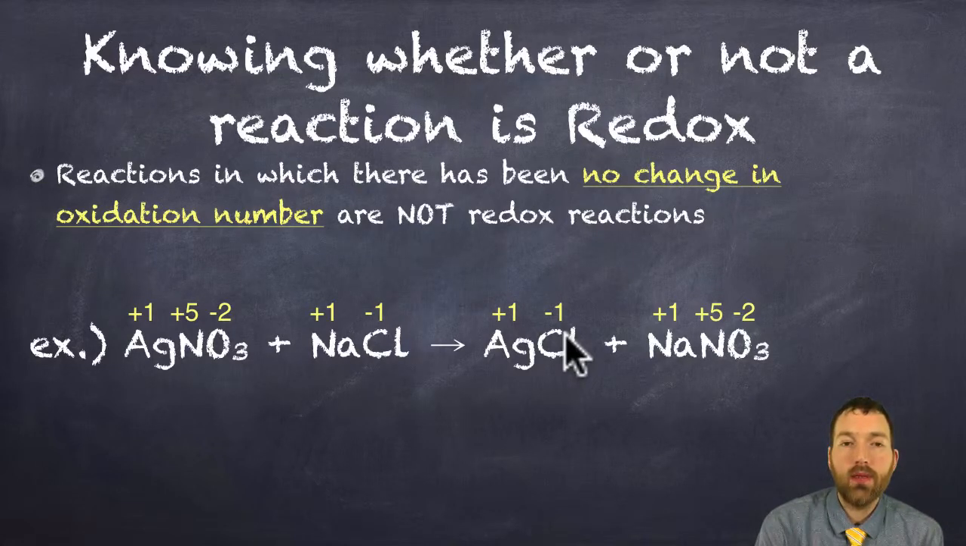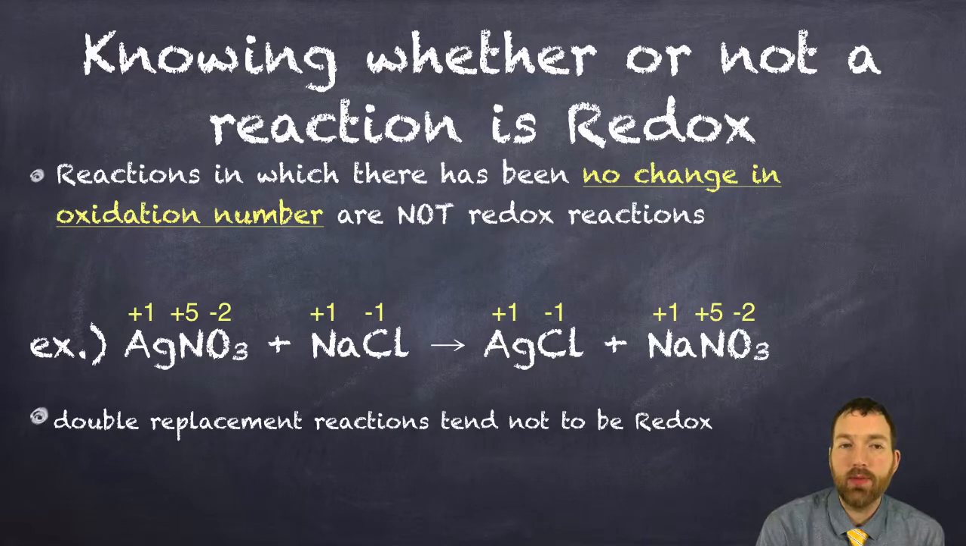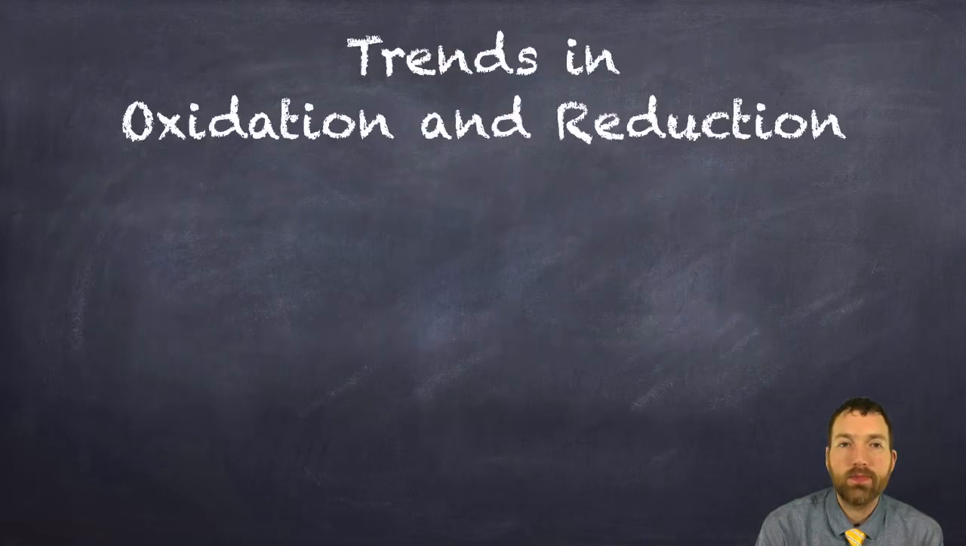In actuality, the reason this is not a redox reaction is because it is a double replacement reaction. Double replacement reactions tend not to be redox reactions. So on the Regents, when they ask you to identify the equation from 4 choices that is not a redox reaction, you could assign oxidation numbers for everything in all of your choices and look for the one that doesn't change, or you can just remember the simple fact that double replacements are not redox reactions.